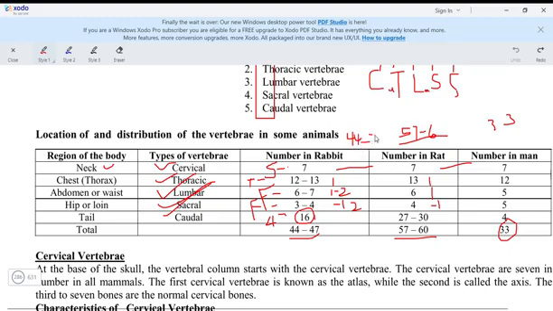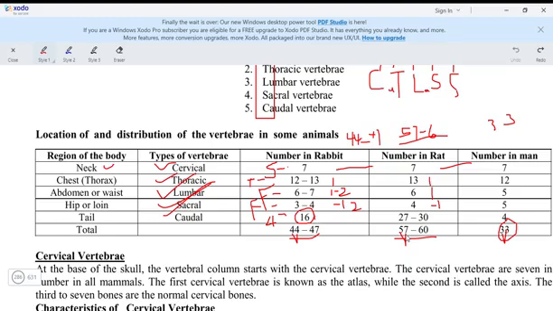So how are you going to remember all this? Just start by saying, since you have known that of man as 33, then it means rabbit will now be 44. So 33 for man, 44 for rabbit. The rat will now be, instead of 55, you add extra 2 from the rabbit and man.